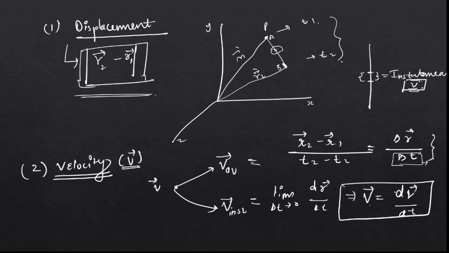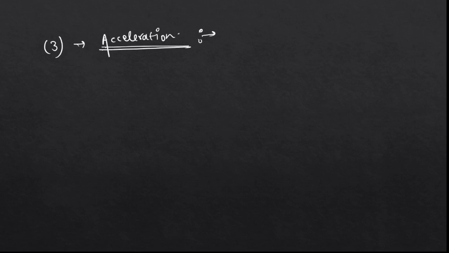Yeah. Now next thing is the acceleration. So if there is a variation in velocity, the particle's velocity either is increasing or decreasing. If velocity is decreasing, that would be termed as deceleration. But if velocity is increasing with time, that would be called as acceleration, right?